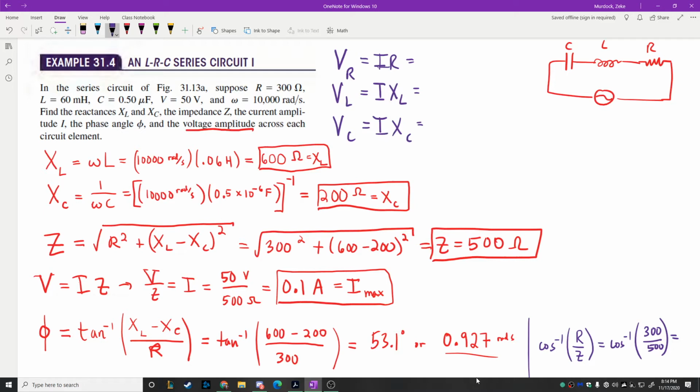You can put your answers in chat whenever you have them. You don't need to wait in this case. These are pretty simple calculations. So we've got current, and we've got resistance, XL, XC.